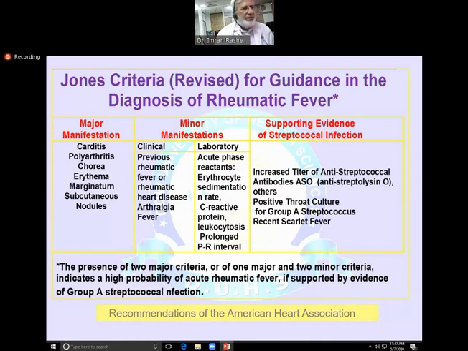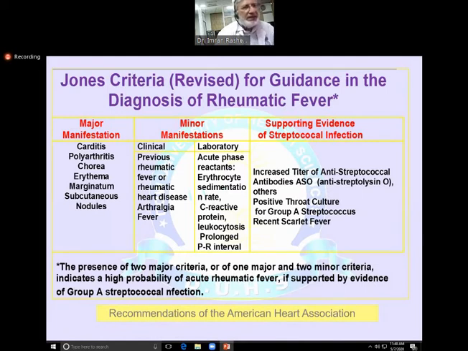And laboratory-wise, you look for acute phase reactants. What are those acute phase reactants? Erythrocyte sedimentation rate, ESR in short, will be increased, and C-reactive protein will also be increased, and there will be leukocytosis, that is the WBC count will be increased. And if you do the ECG, there will be a prolonged PR interval. So these are the minor manifestations.